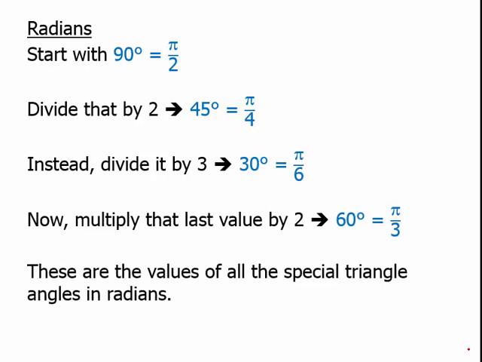These are the values of all the special triangle angles in radians. So the two special triangles, one of them is a pi over 4, pi over 4, pi over 2 triangle. The other is a pi over 6, pi over 3, pi over 2 triangle.